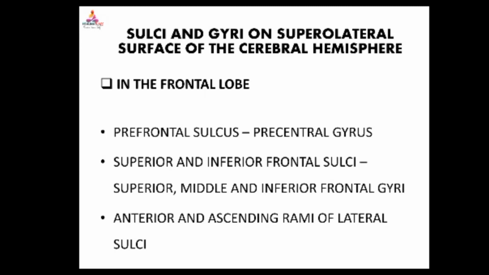Third one is the anterior and ascending rami of the lateral sulcus. They divide the inferior frontal gyrus into three parts. The part below the anterior ramus is called pars orbitalis. The part between the anterior and ascending rami is the pars triangularis, and the part posterior to the ascending ramus is the pars opercularis.